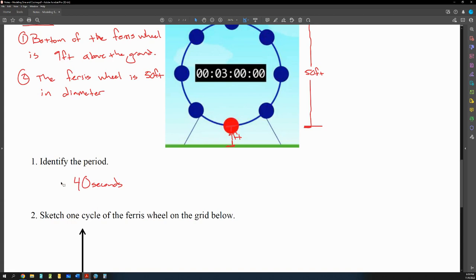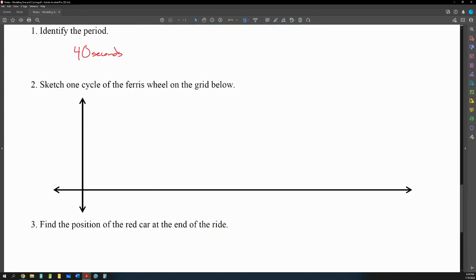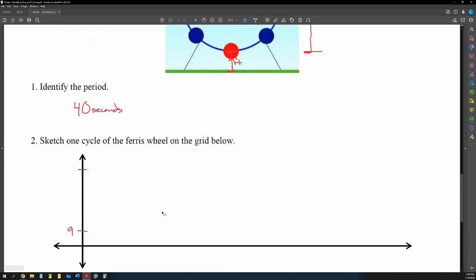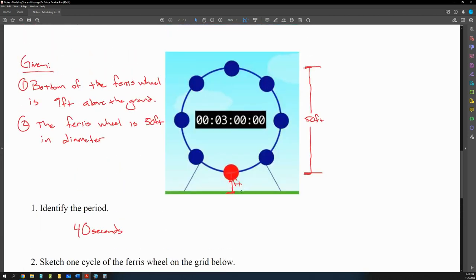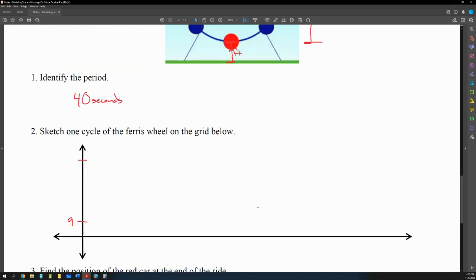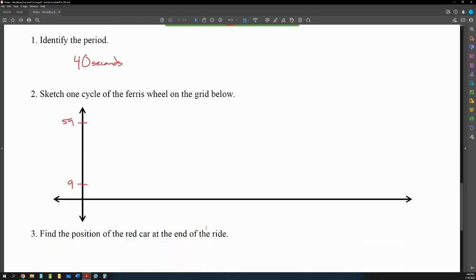Okay? So if I were to sketch one cycle of this Ferris wheel, well, I know that the starting height, we're at the bottom. So we're at 9 feet. It's 50 feet in diameter, so the highest point, all the way at the top of the Ferris wheel, is going to be a distance from the ground of 59 feet, because that's our 50 feet diameter plus the 9 feet above the ground. So that maximum must be 59 feet.